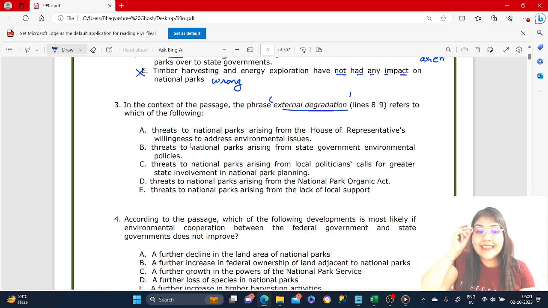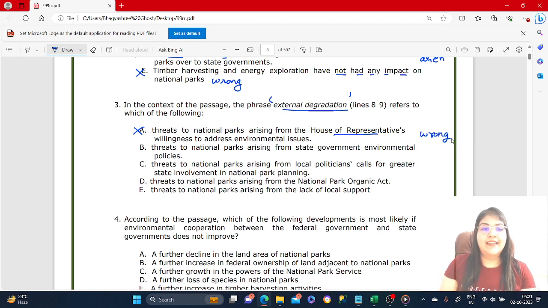A says threat to national parks arising from the House of Representatives. Is the national park having some threat from the House of Representatives? No. In fact, they are fighting to save the national park. They are doing the discussions. So A is completely a wrong option. Nothing to be discussed more about A.